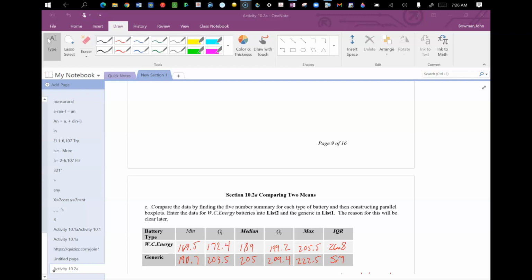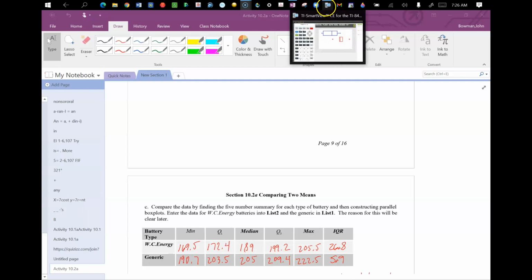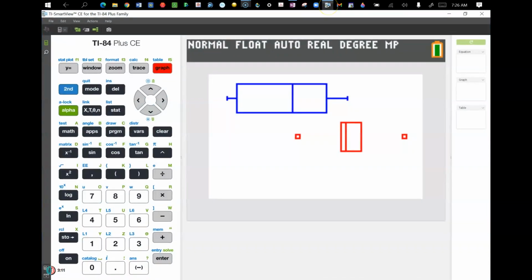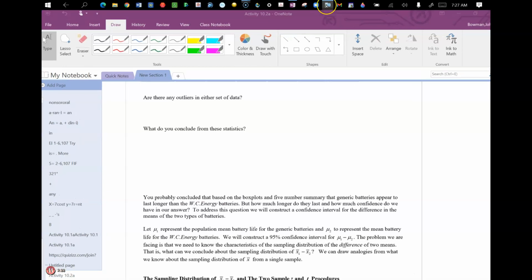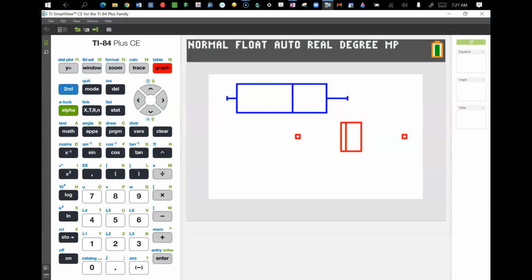It's much easier to look at the plots of the data, so I'm going to bring that up on my calculator. And on the top in blue, we have a modified box plot for the Weitzel Core Energy batteries, the sample of 6, and below that we have the box plot for the 6 generic batteries. First question asks if there are any outliers in the data. Well, clearly there are outliers in the data. You can see that from the generic brand batteries. It has one outlier at the low end, one outlier at the high end.